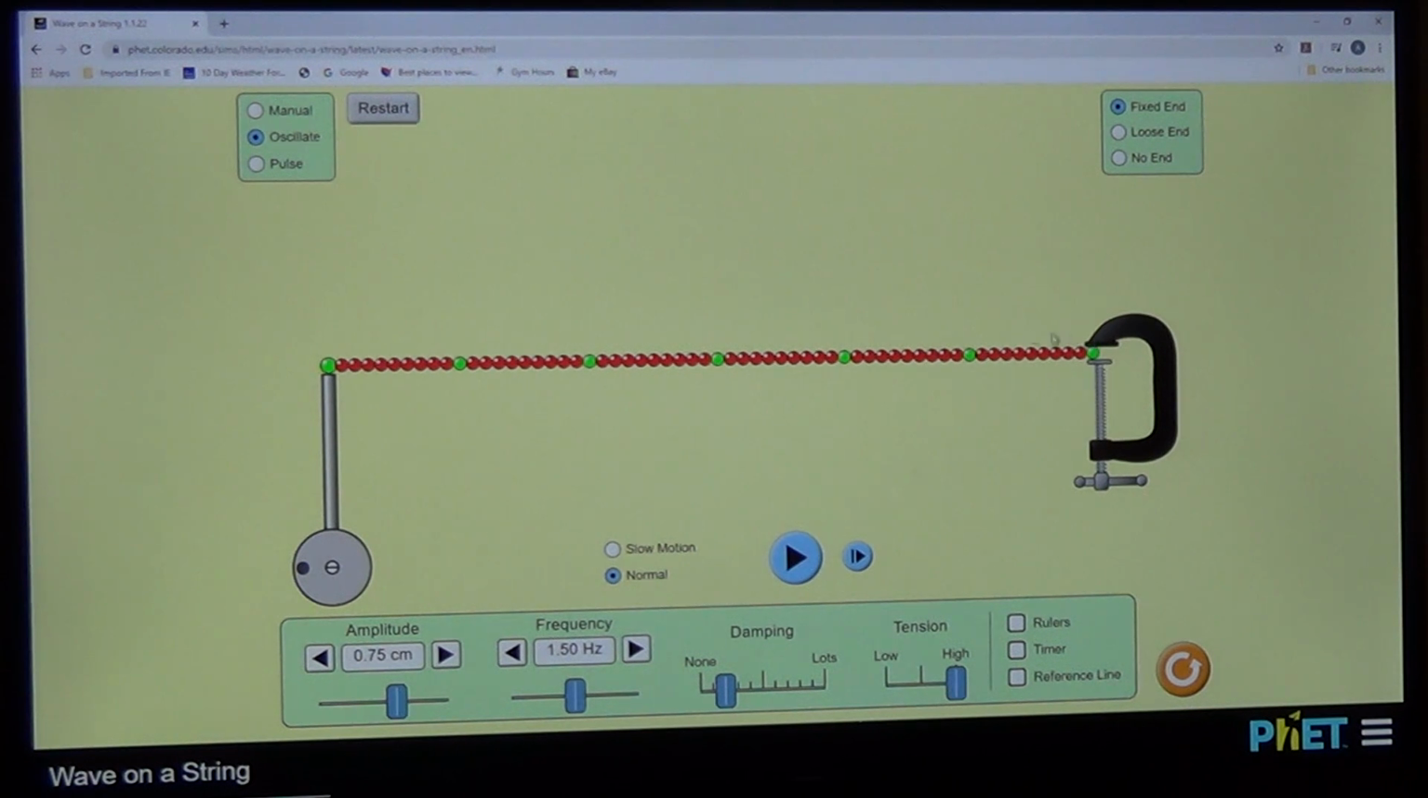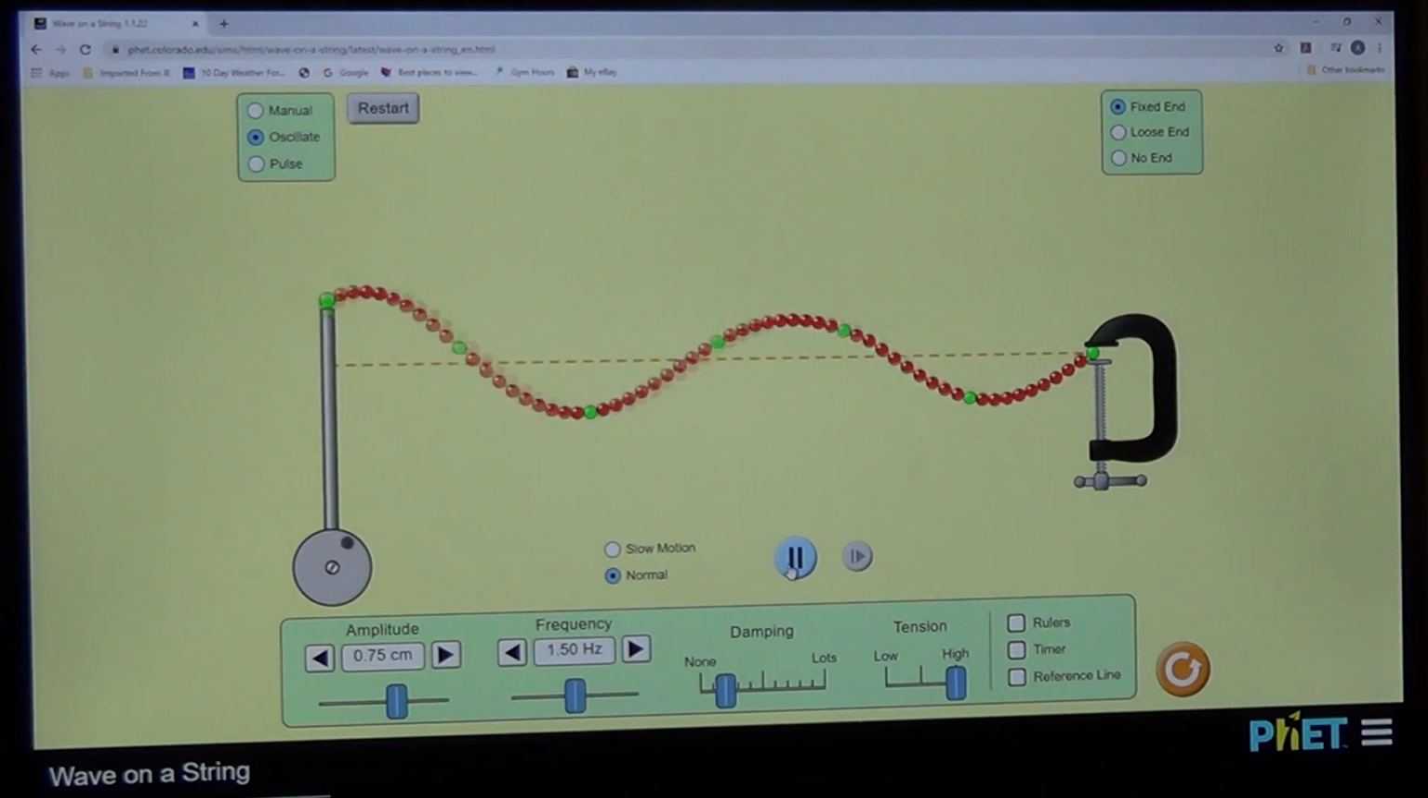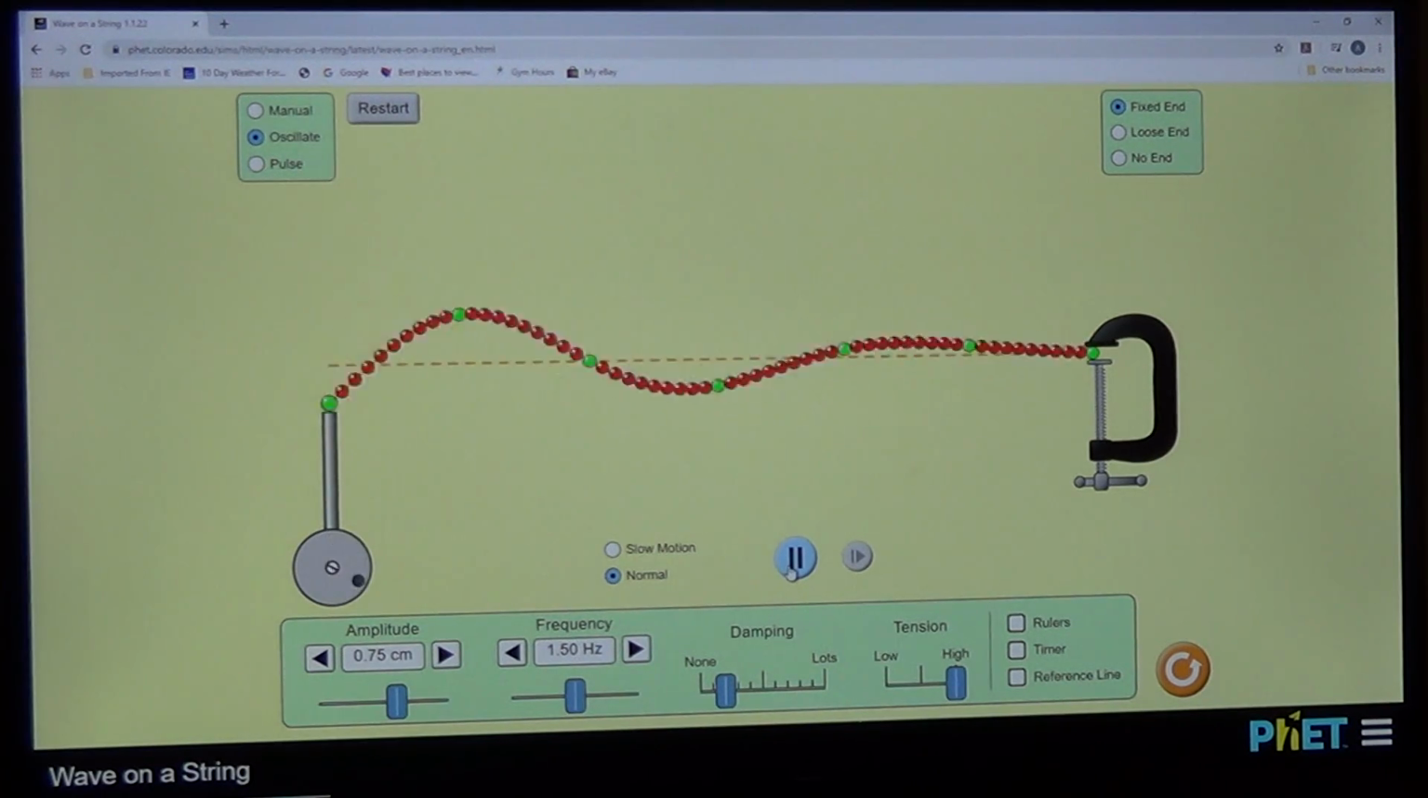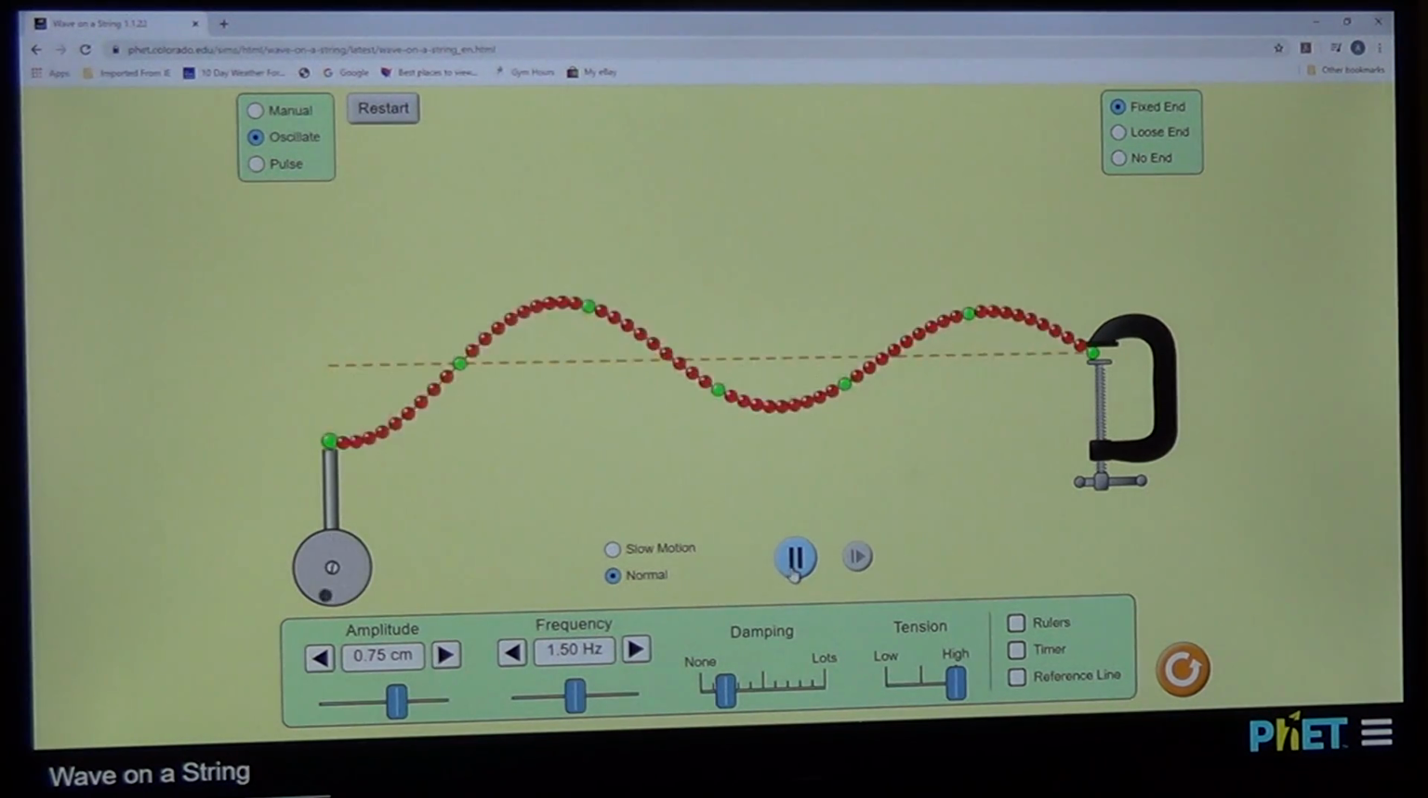It's going to send a wave in. It's going to reflect back out. We're going to keep it on fixed. And if you hit play, we can see that some waves are already being set up.